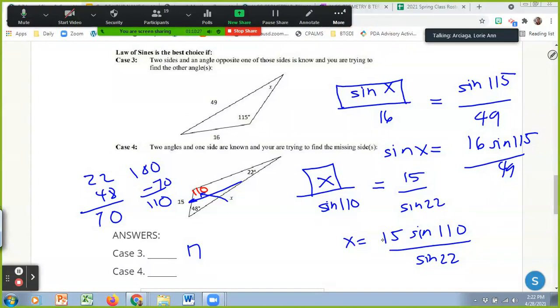Okay. All right. What's the answer here? Chris, why are you laughing at me? Come on now. Give me the answer here. What is it? 17? Okay, so 17 also for case 3. What about for case 4? Who got case 4?